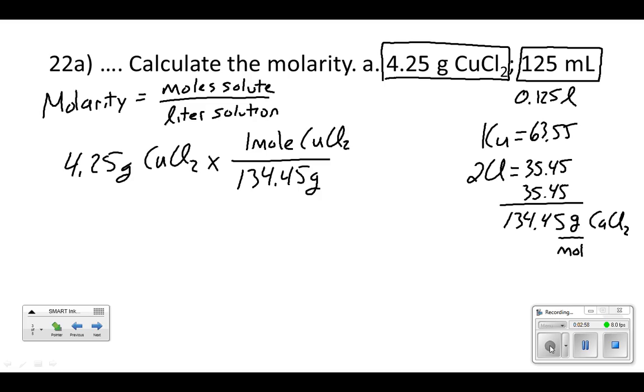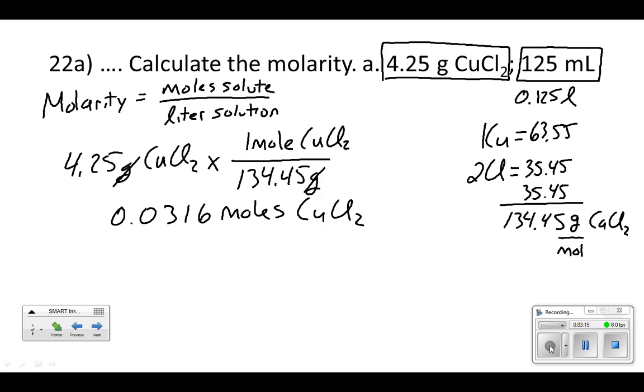And now the grams will cancel out the grams, and when we do that math, we are going to find that that is 0.0316, rounded to 3 significant figures, moles of copper(II) chloride.